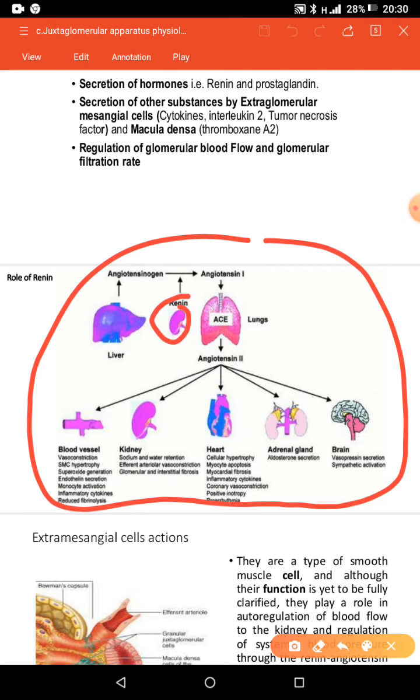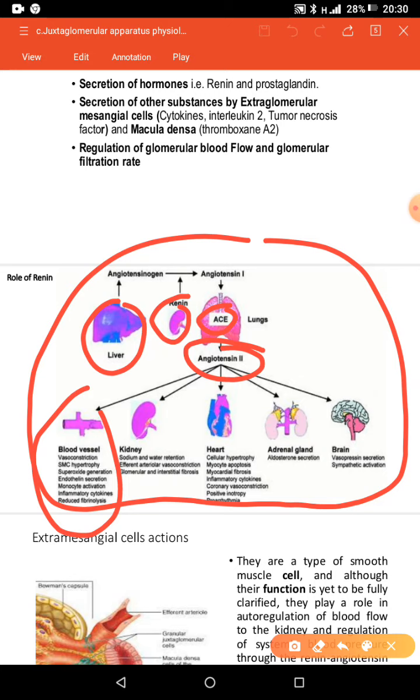The major function of renin is to convert a protein which is synthesized by the liver. This protein is called angiotensinogen. Okay, it converts this protein into angiotensin 1. And then there's an enzyme which is produced by the lungs. It converts angiotensin 1 to angiotensin 2. Okay, angiotensin 2 is a very potent vasoconstrictor. As you can see, it constricts the blood vessels.